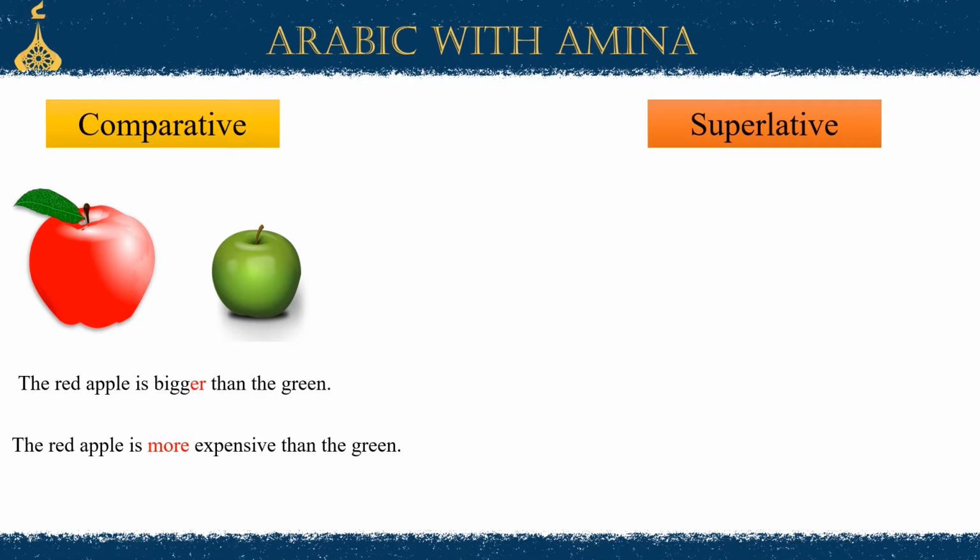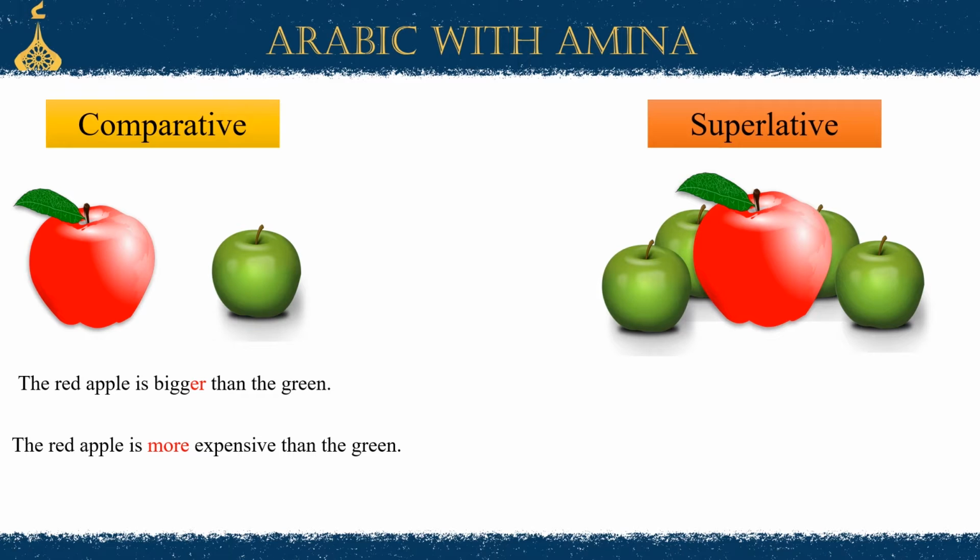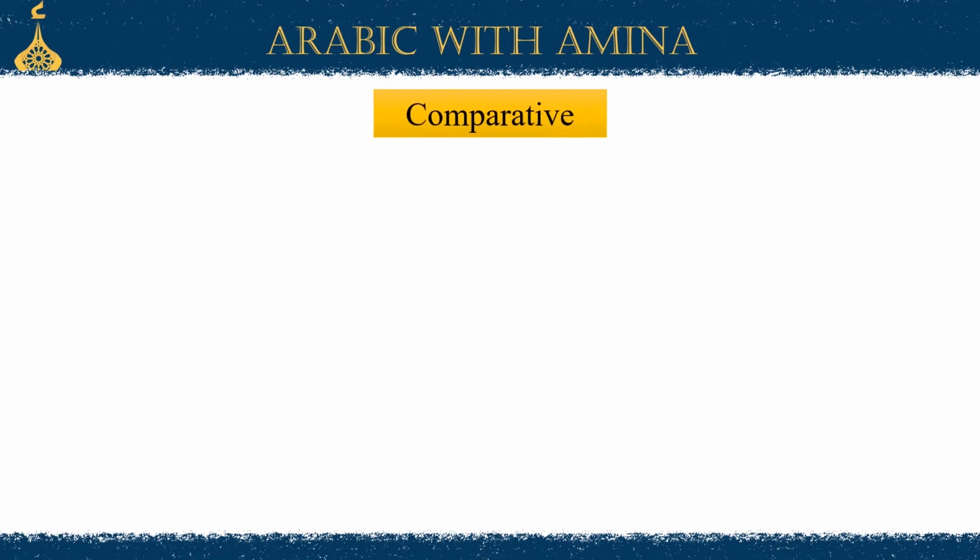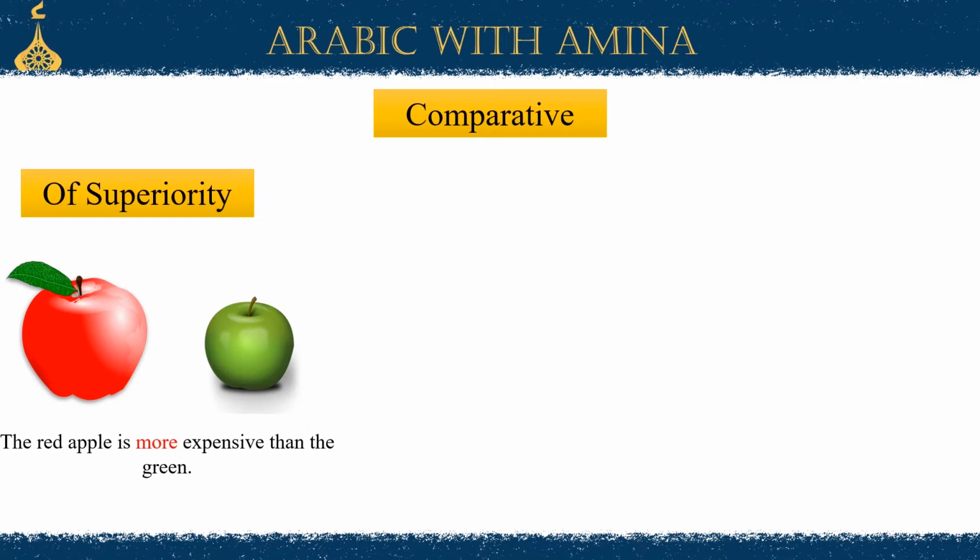Whereas superlative adjectives are used to describe the highest degree of a particular quality, which means we are comparing one thing to multiple things. For example, the red apple is the biggest, or the red apple is the most expensive. We can also compare based on superiority with the assistance of the word more. For example, the red apple is more expensive than the green.